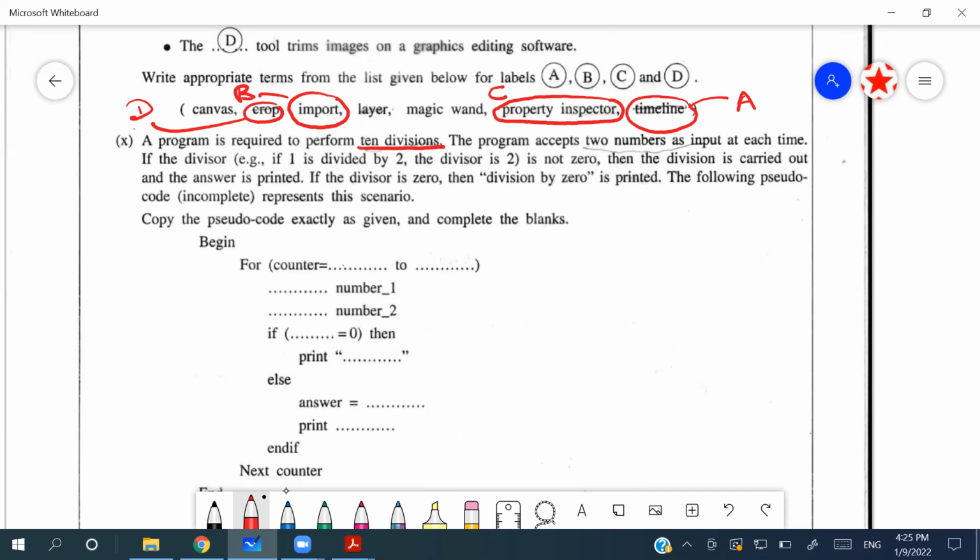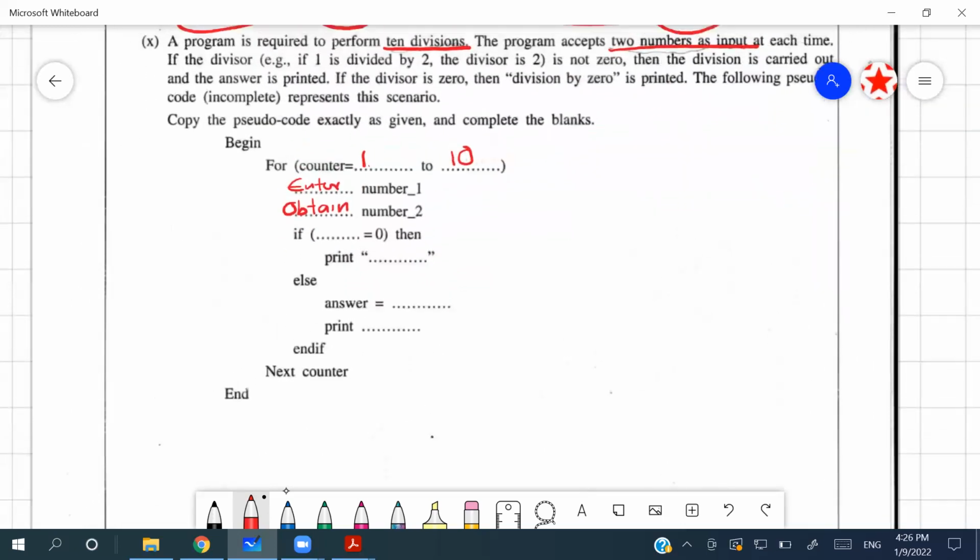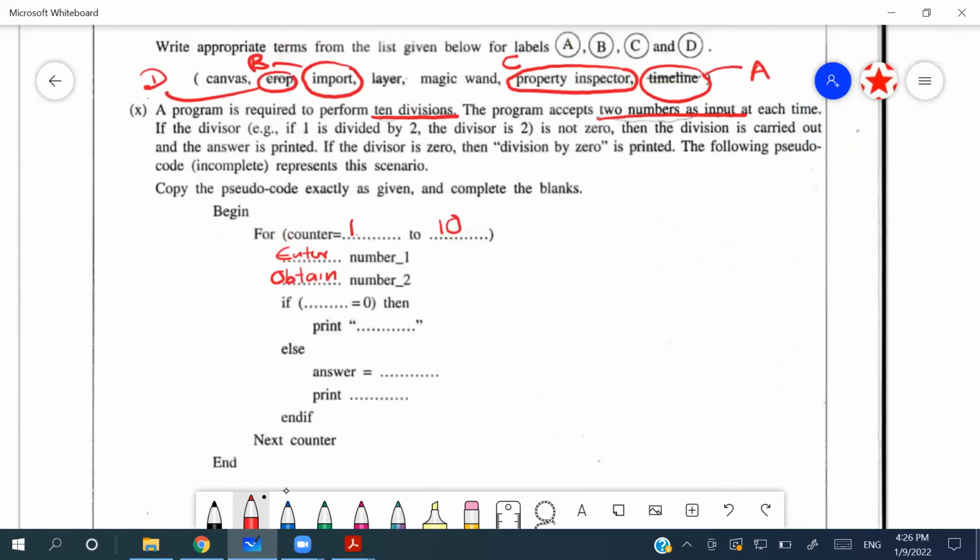We generally say it's from 1 to 10. Right? And then you have to take 2 numbers from the user, that is, accept two numbers as inputs. So you can say enter, or you can use obtain. Any word, even input is also correct. Enter, obtain, input, so those can be taken.